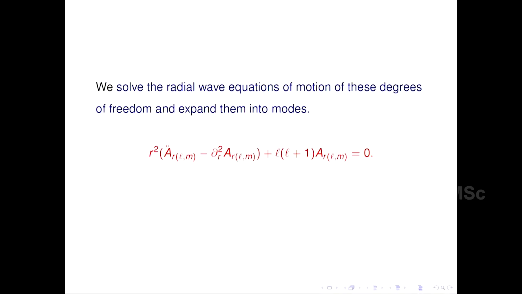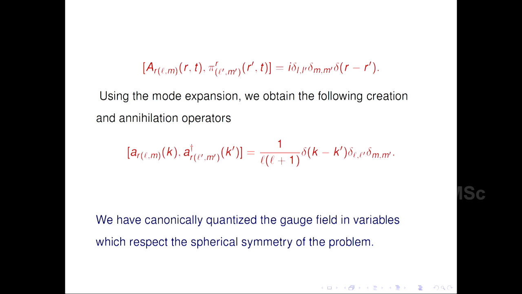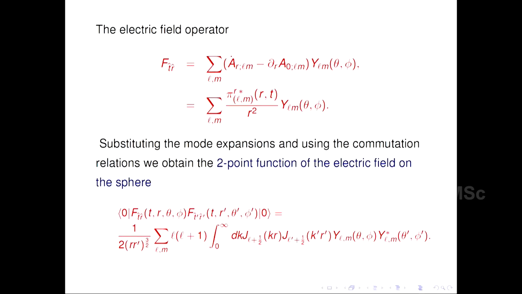And if you solve the wave equations, you can actually get this particular expansion. This is a similar expansion as you do in flat space, except that these are all just done in radial coordinates and so on, and therefore the Bessel functions appear. It's a very similar expansion. And then go through the algebra, canonically quantize it, and find the electric field operator on the sphere. It is related to the momentum, and then evaluate its 2-point function. Okay, it can be done once you do this quantization.